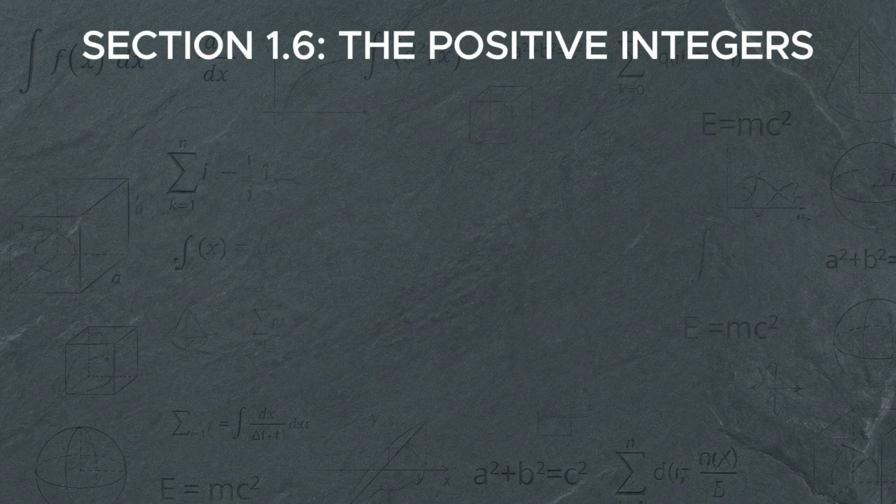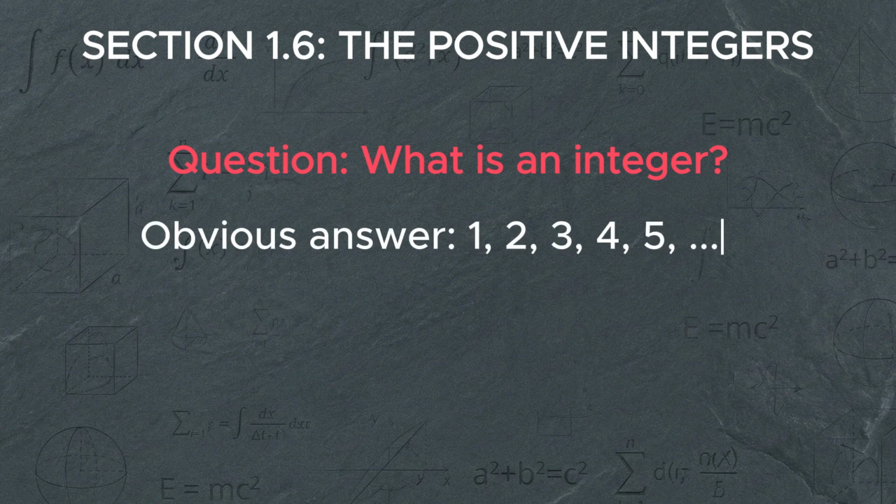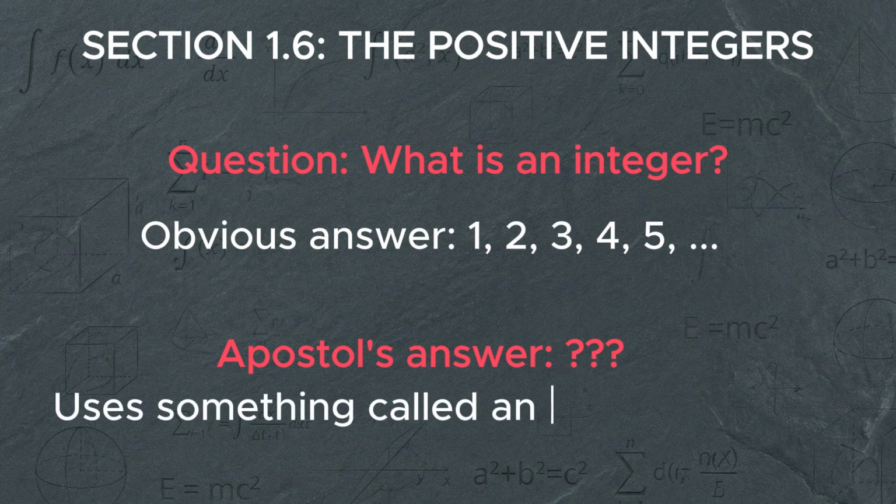Let's start with section 1.6, the positive integers. Here's a question that seems trivial. What is an integer? The obvious answer is just to list them. 1, 2, 3, 4, 5, and so on. But Apostol does something strange. He doesn't just list them. He defines them using what he calls an inductive set. Why does he need this formal machinery just to count?